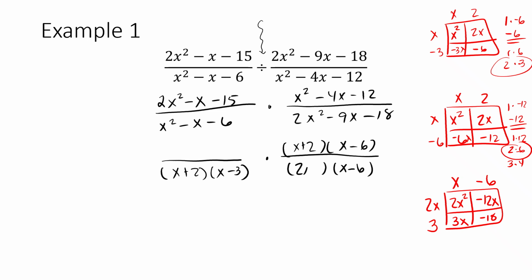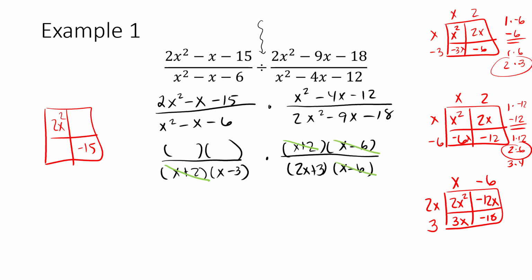It turns out the other factor is 2x plus 3. All right, so let's come over here. I could try to play that game again with the 2x plus 3, but I don't think it works in this one. So we're going to look at the 2x squared and the negative 15. If I want to move ahead with the problem, I'm going to cross cancel. So I've got an x plus 2, an x plus 2, an x minus 6, and x minus 6.